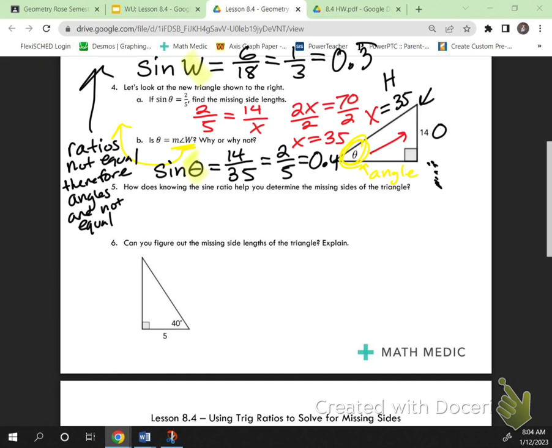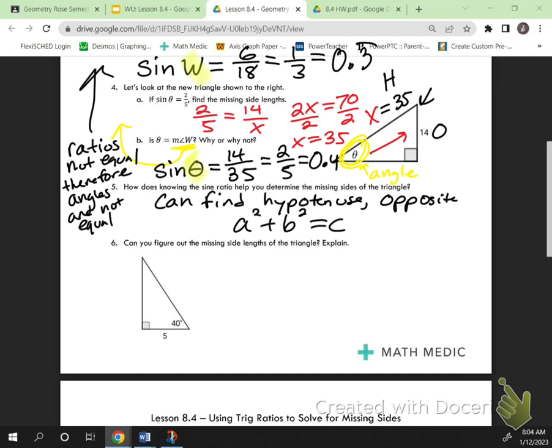How does knowing the sine ratio help you determine the missing sides of the triangle? Well, again, we can find your hypotenuse, right, for sine. We can find the opposite. And if I wanted to find the third side, what could I do? Back to the very beginning. If I know two sides, what could I do to find the third side? Pythag, right?